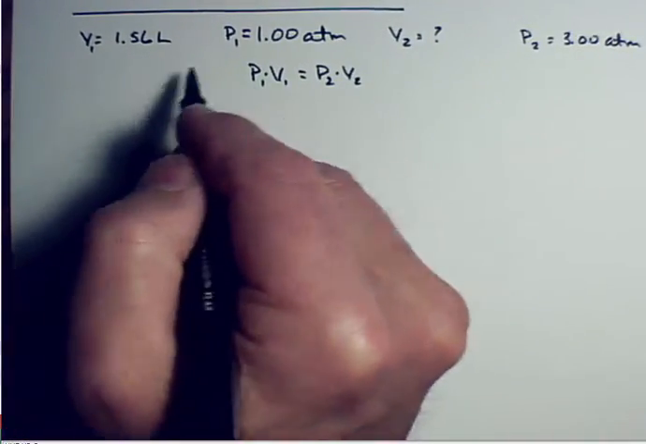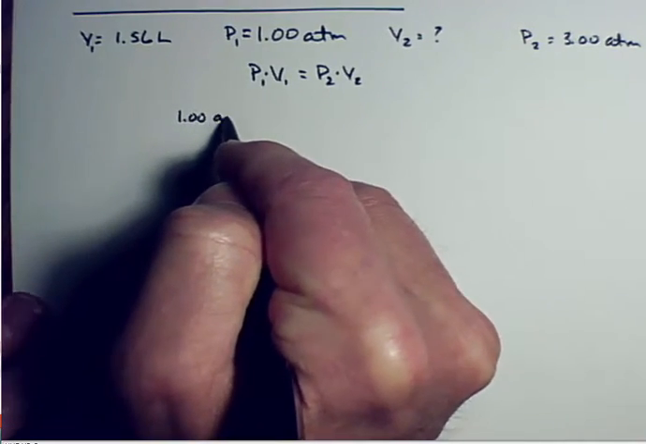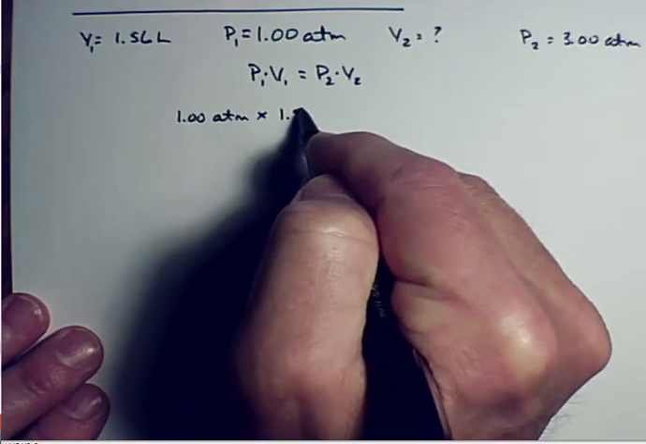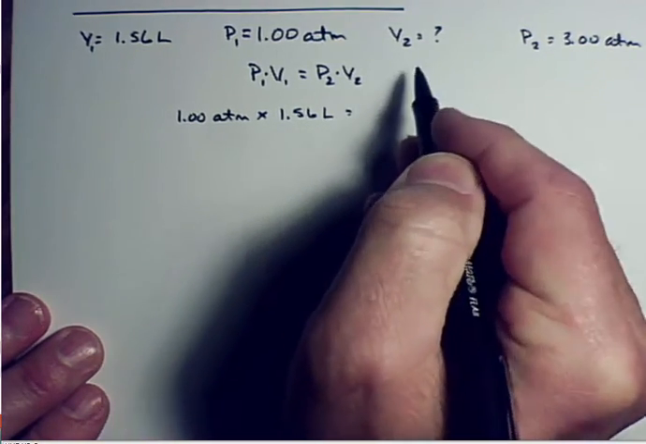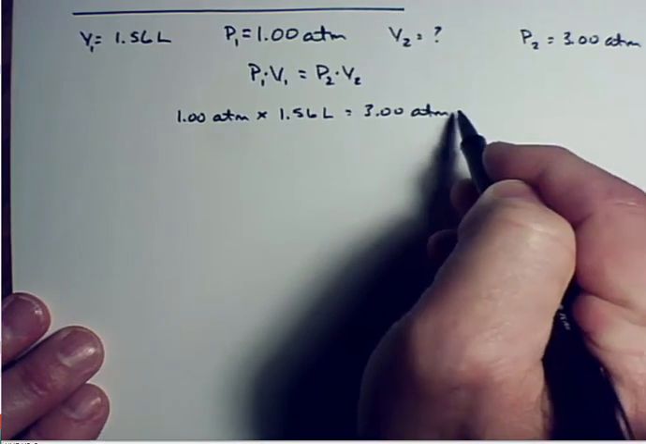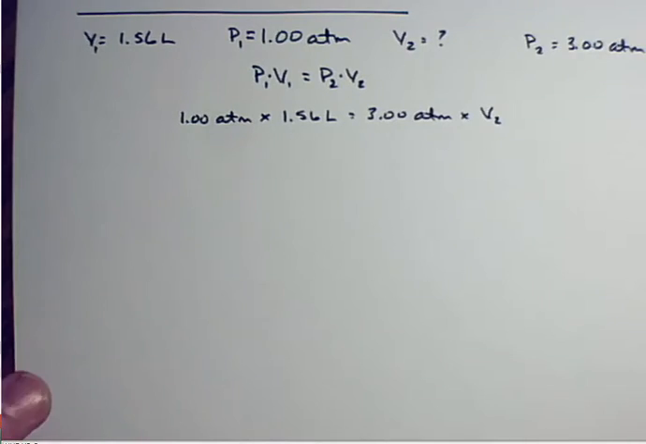So you're going to plug in P1 is 1 atmosphere times V1 is 1.56. P2 is 3 atmospheres. And V2 we don't know. V2. Yep. All right. What was the next problem solution step?